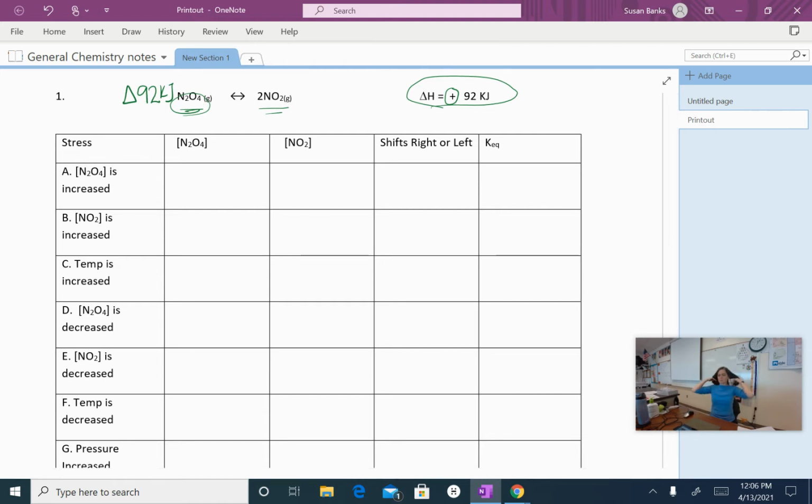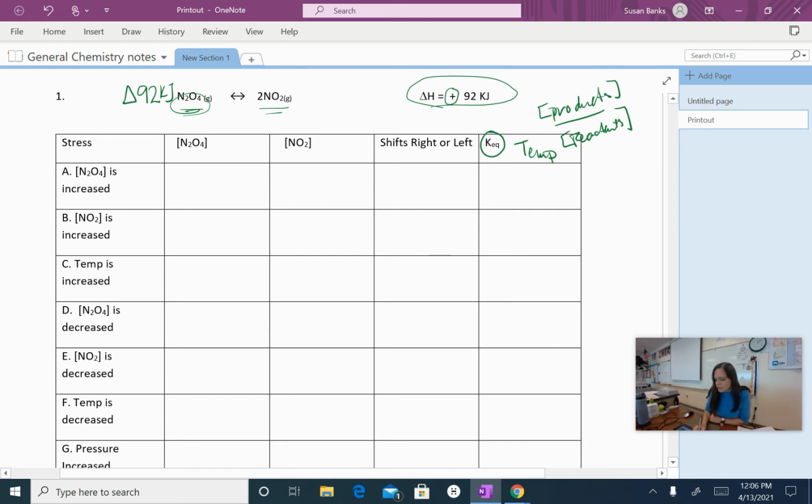Okay, so here we go. We're going to look at the stresses and see what goes on. Now, we're going to look at also, and I don't expect you to do this, what it does to the equilibrium constant. Now, the only thing that actually changes the constant is the temperature. Remember, the constant is the products over the reactants. Only the temperature can change that equilibrium constant. No other changes will do that.